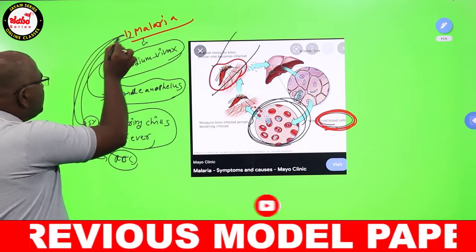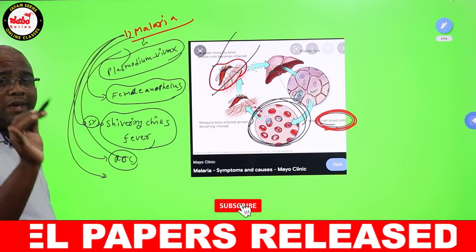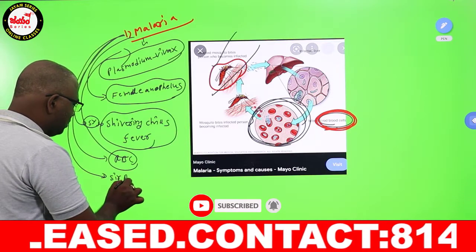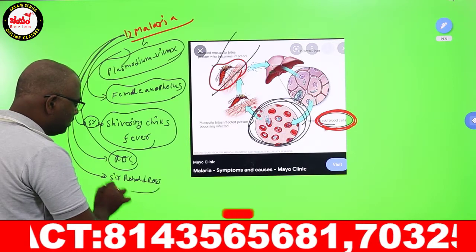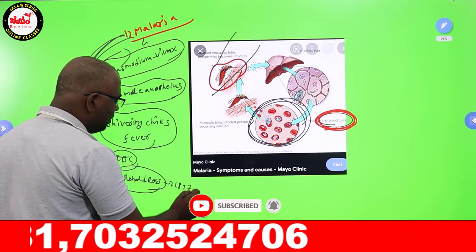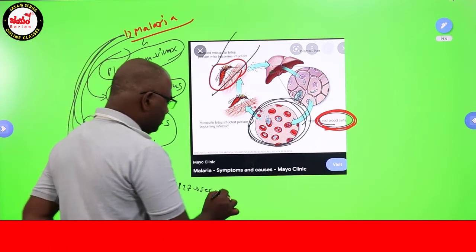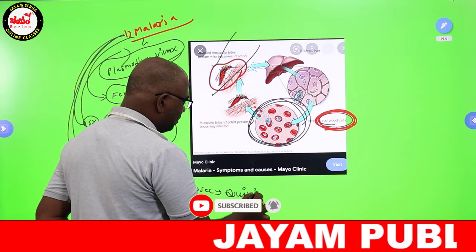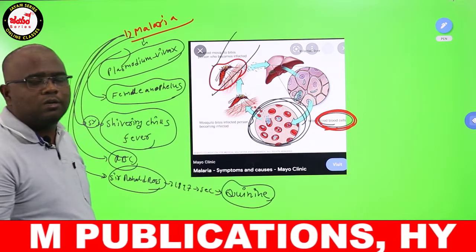The malaria vaccine was discovered by Sir Ronald Ross in the year 1897 in Secunderabad. The vaccine name is quinine.